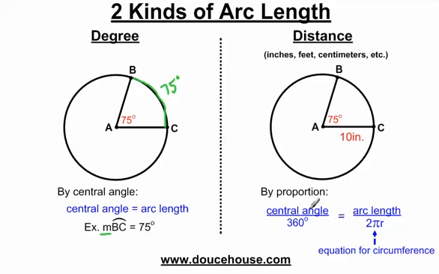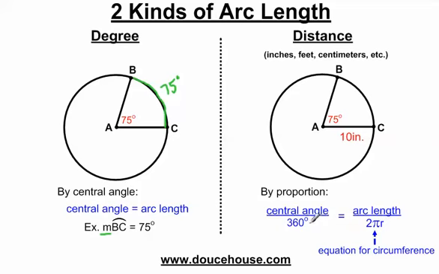This proportion is comparing the central angle over 360 degrees, setting it equal to the arc length over 2 pi r. Now 2 pi r is actually the circumference. So this is the part of the distance around a circle over the whole distance around the circle. This is part of the angle measure around a circle over the entire angle measure around a circle. So we're comparing part over whole equals part over whole.